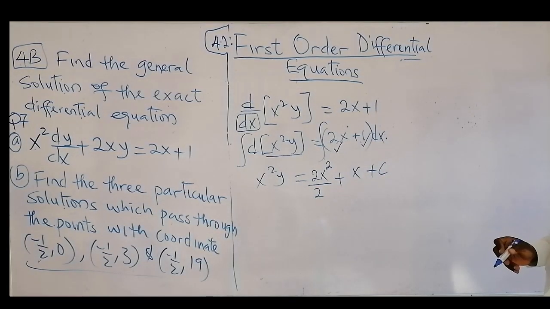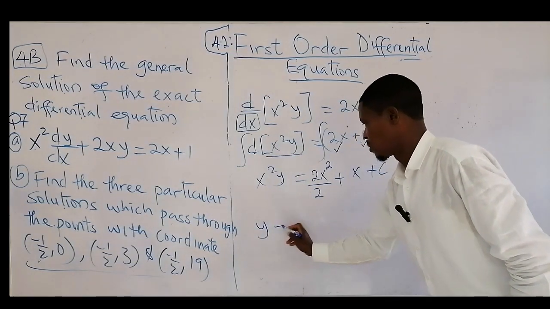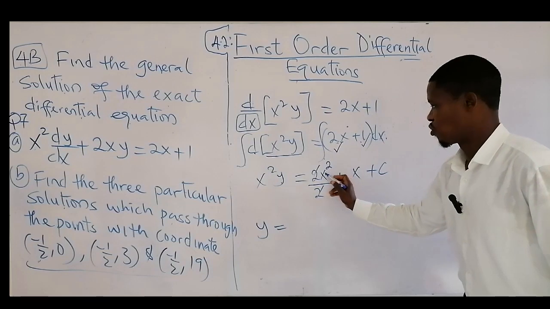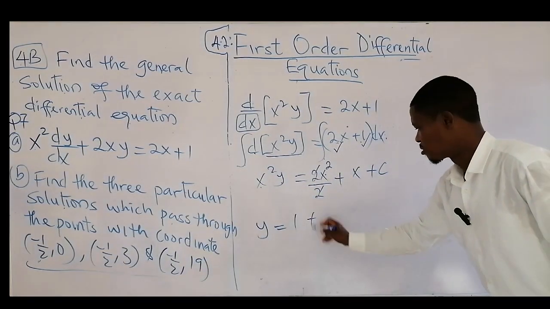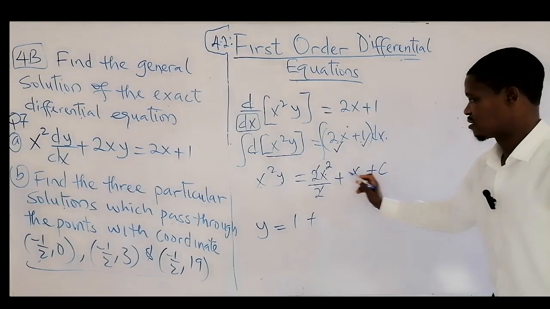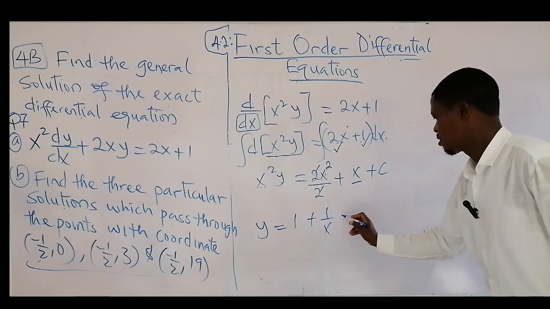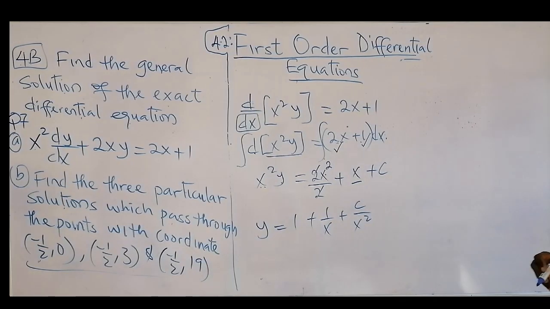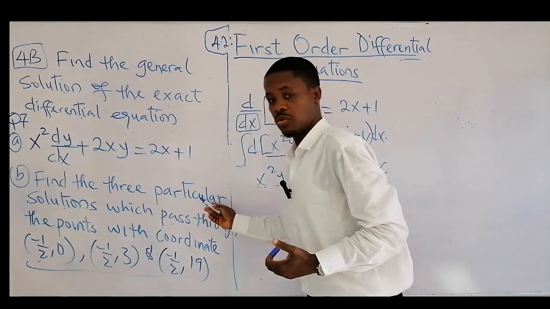On the final note, make y the subject. Then we have 2 cancel 2. Then we have x squared over x squared, that's 1. And then plus this x, this one over this, that's 1 over this. Then plus c over x squared. And that finishes that.